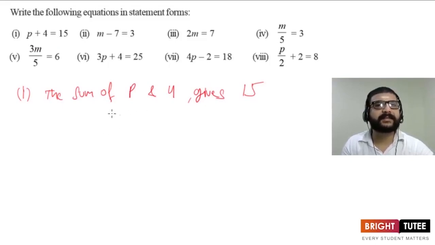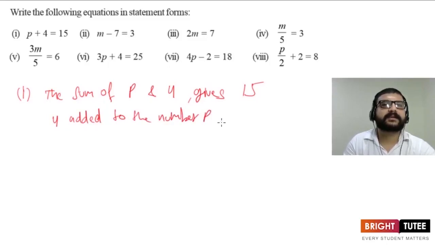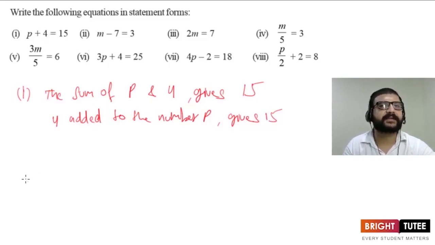Or do we have any other statement which can represent this equation? Yes, we do have. So it can be 4 added to the number p gives 15. So here 4 is added to the number p and it is giving us 15.